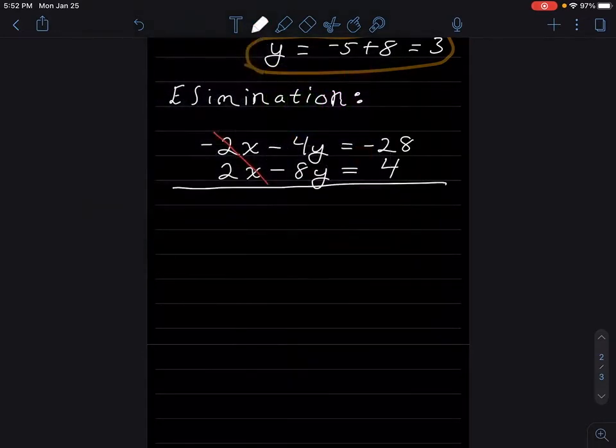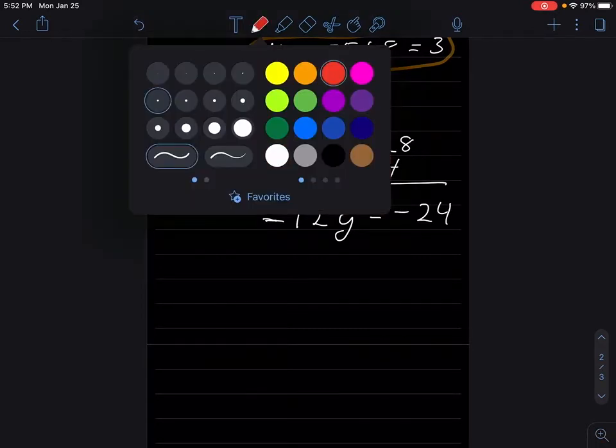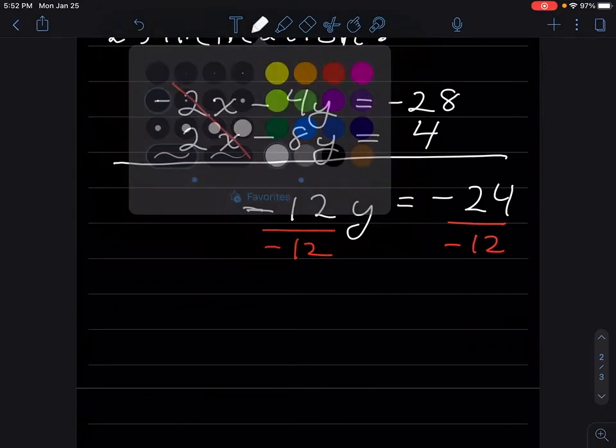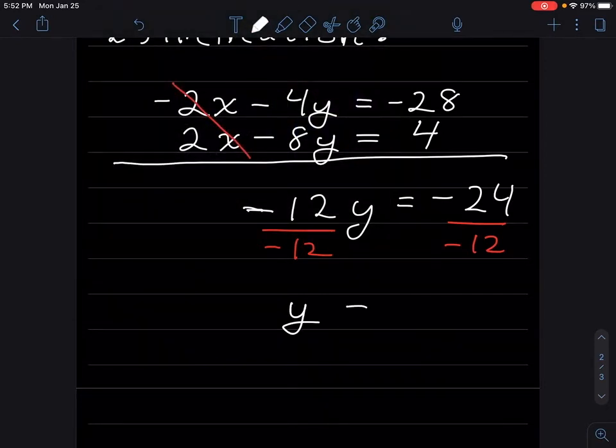And we bring down negative 4y plus negative 8y, negative 12y, and negative 28 plus 4, negative 24. And now, of course, we divide both sides by negative 12. And you arrive at the answer that y is equal to 2. Now, is that a positive 2 or a negative 2? Let's check it. 2 times negative 12 equals negative 24. So the 2 is positive.